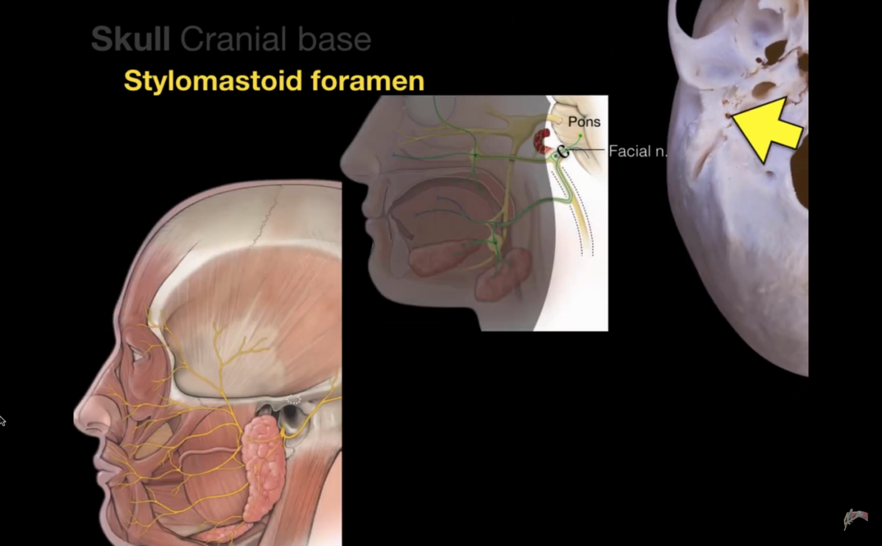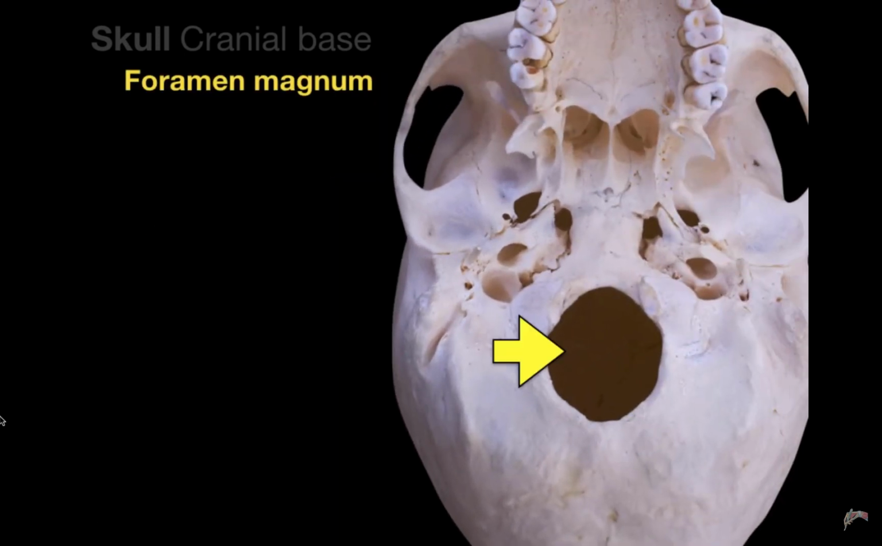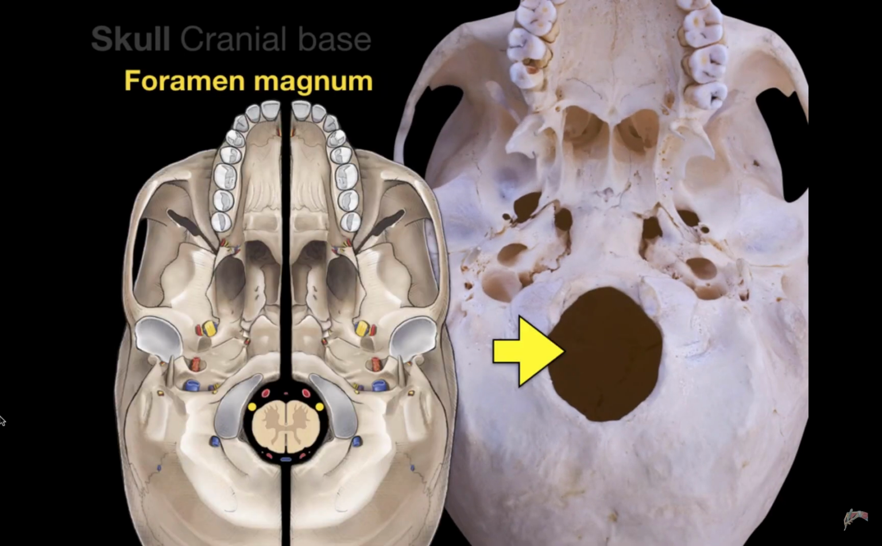And so the facial nerve goes through the internal acoustic meatus and then gives rise to the facial nerve proper branch that descends through the facial canal. Then that facial nerve proper courses down through the facial canal, through the bottom of the skull, through the stylomastoid foramen, through the parotid gland, and that facial nerve proper innervates all these muscles of facial expression. There's the stylomastoid foramen.